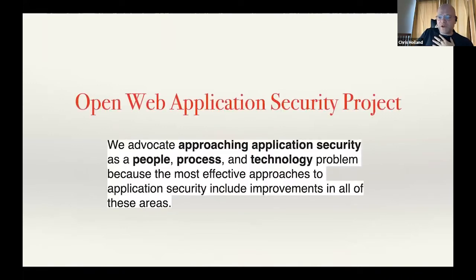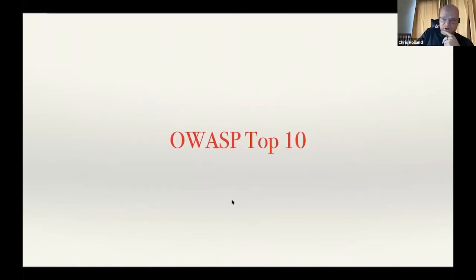So the thing about OWASP is they advocate approaching application security as people, process, and technology, and I think it's a really good way to look at it. They regularly publish their OWASP Top 10, which is a list of top 10 vulnerabilities, and in this presentation, we're going to touch on some of those top 10 vulnerabilities.